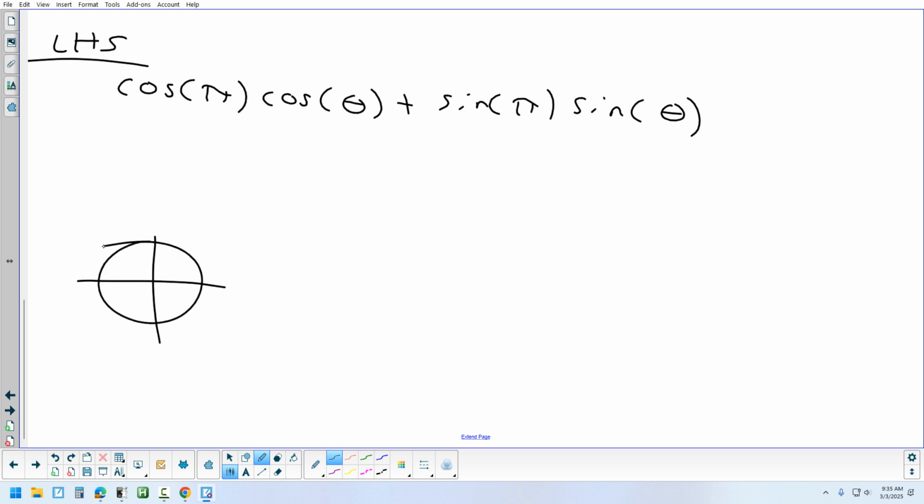Where's pi on my circle? Negative 1, 0. Okay, so there's your coordinate. That tells you everything you need to know to do the sines and cosines. What's the cosine of pi? Yeah, negative 1.